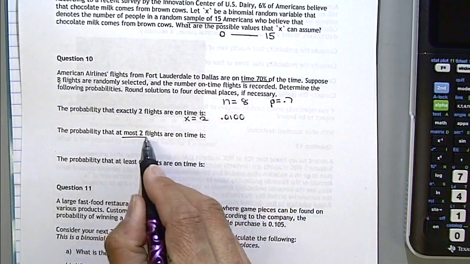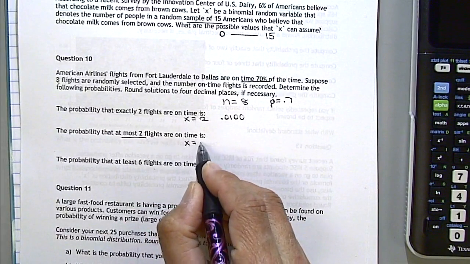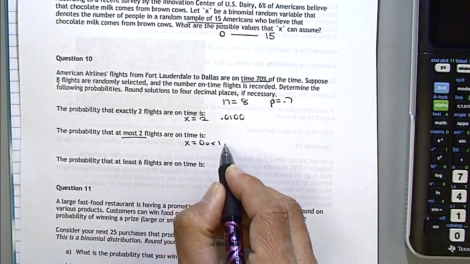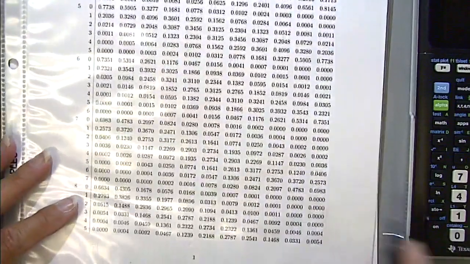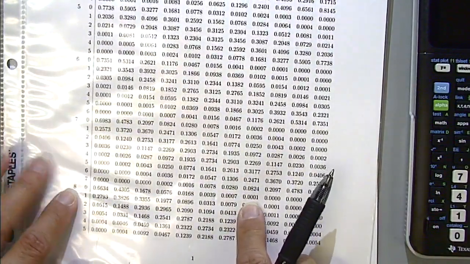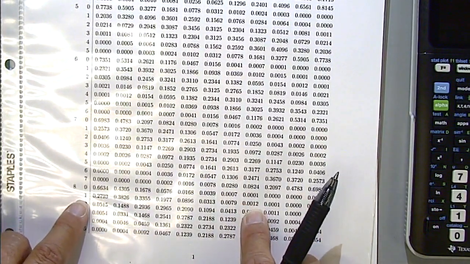At most 2 flights, you know how to do that. X could be equal to what? Well, it could be 0 or 1 or 2. So you would find those 3 numbers. We still have the same p-value. We still have the same n value. And all we need is the 0, 1, and 2.